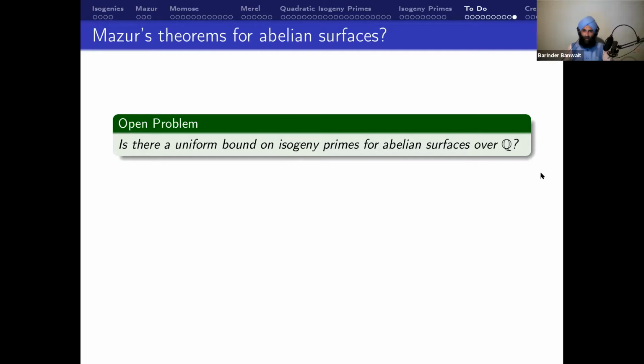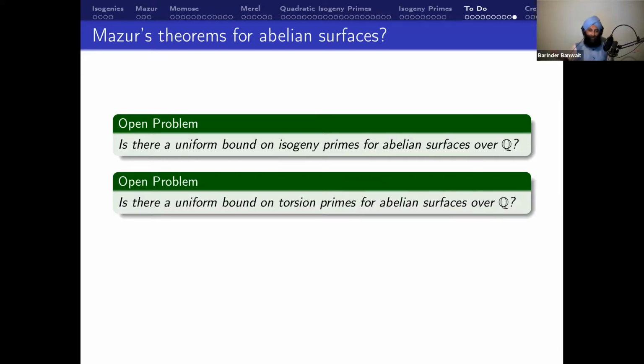I'm going to end now by remarking that these kinds of results and questions are completely open in the realm of higher dimensional abelian varieties. So what would a Mazur isogeny theorem look like for abelian surfaces? I mean, you can ask also about the torsion. What would a Mazur torsion theorem look like? These are totally wide open, and anything in this direction would be awesome, really.